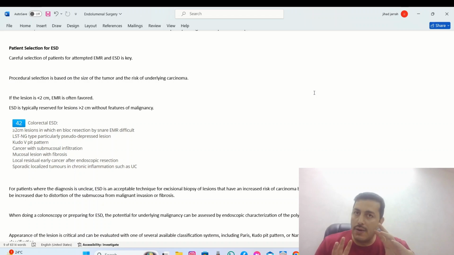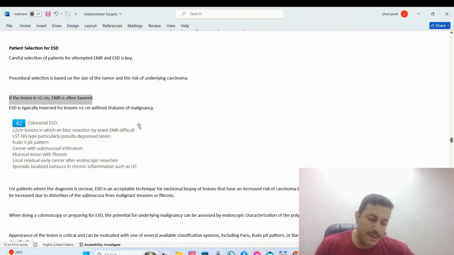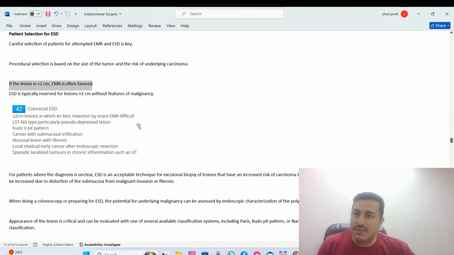And keep it in mind that a polyp less than or up to 2 centimeters is best treated with mucosal resection. As you see here, if the lesion is less than 2 centimeters, endoscopic mucosal resection is better. More than that, we start to think of submucosal dissection. Actually, patient selection, if we want to go a little bit back, depends on the size: less than 2 centimeters go to mucosal, above that think of submucosal. The second factor that determines the patient selection is the risk of malignancy.